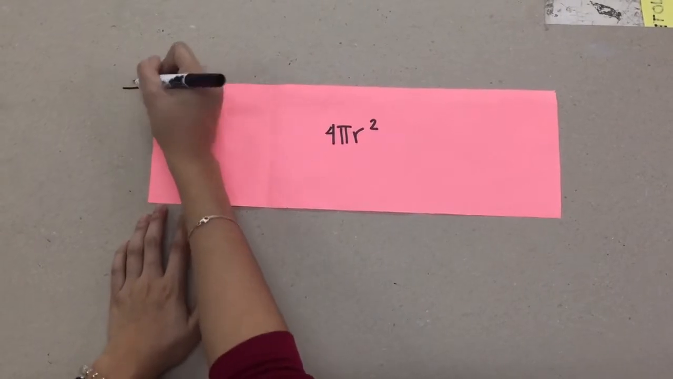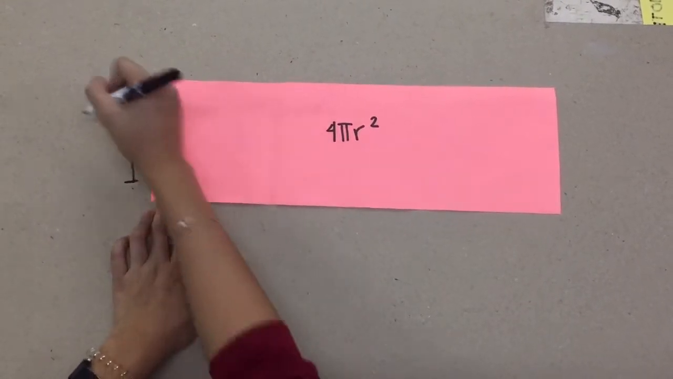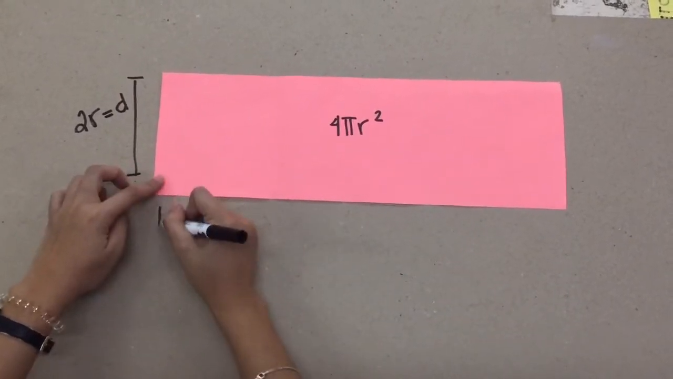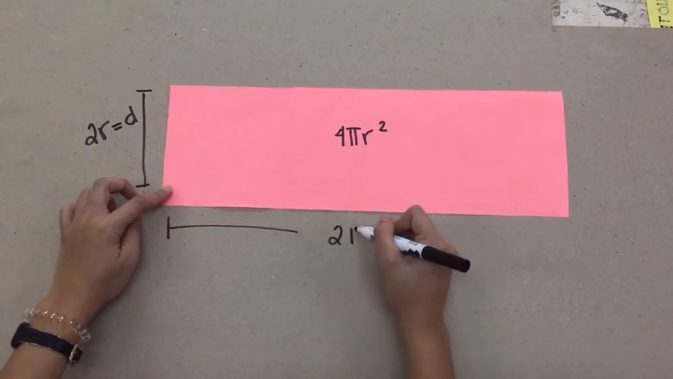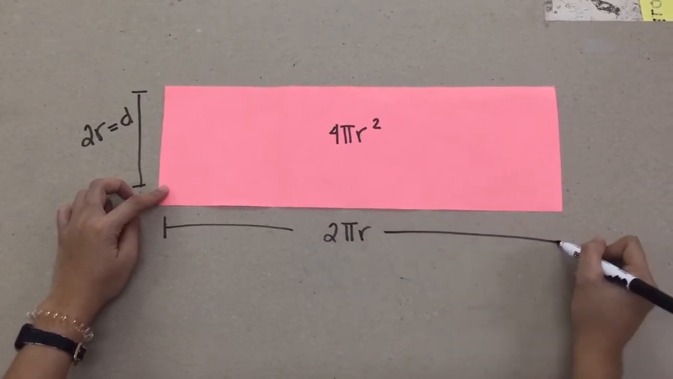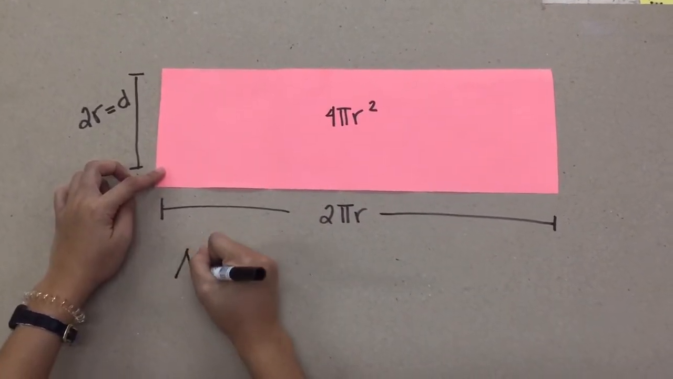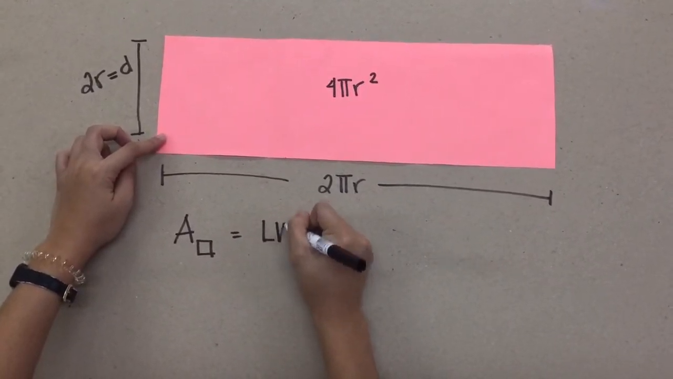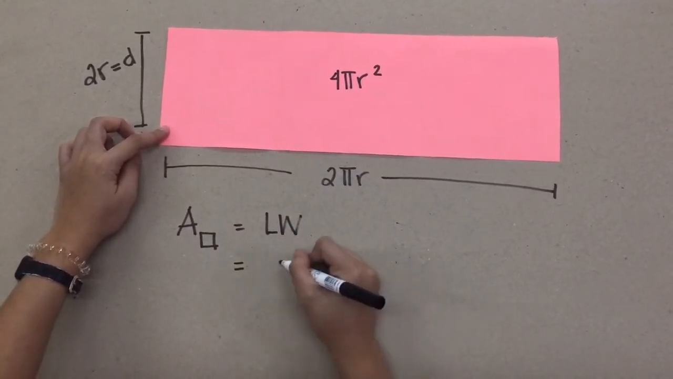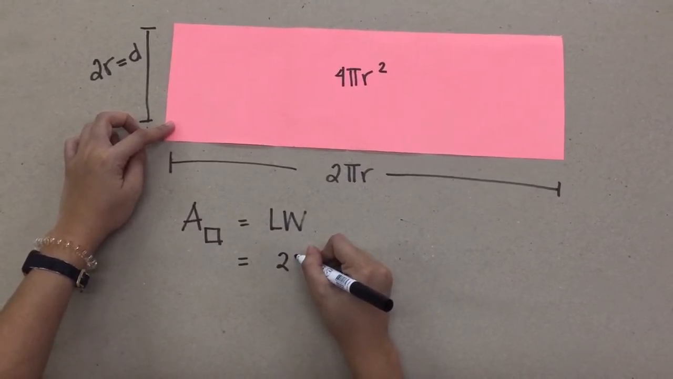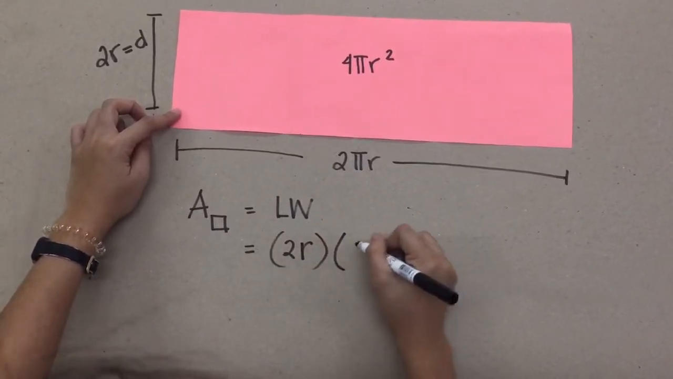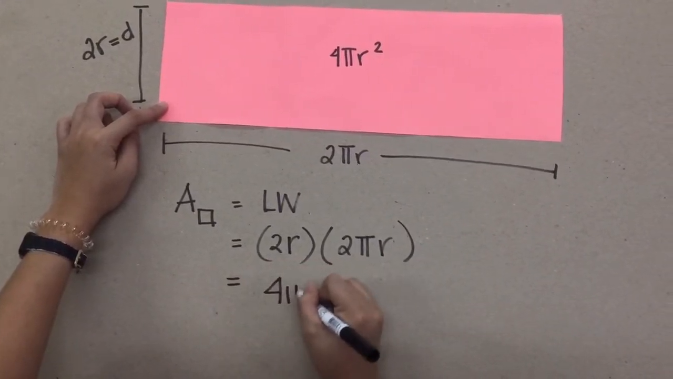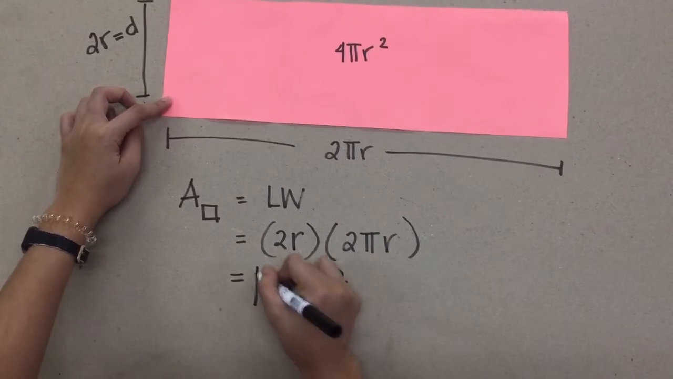In connection to this, the rectangle cut from the cylinder has an area of 4 pi r squared, with a height that is the diameter and a length that is the circumference of the cylinder, 2 pi r. To get the area of the rectangle, we have to multiply the length with its width. So it will be 2r, which is the width, times 2 pi r, which is the length, equals 4 pi r squared.